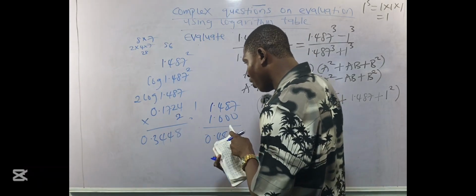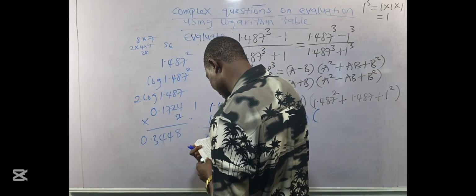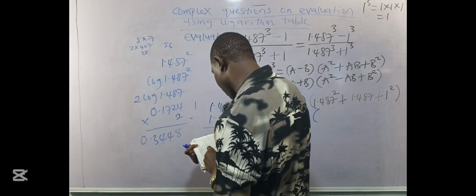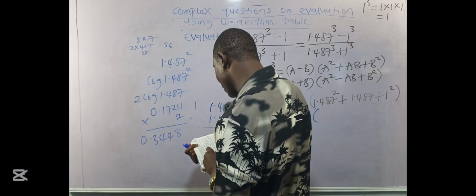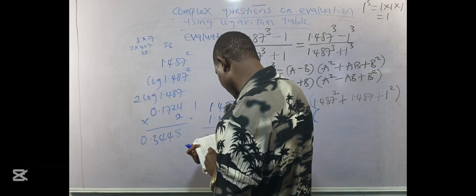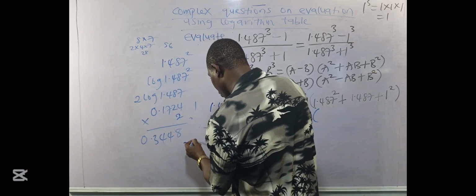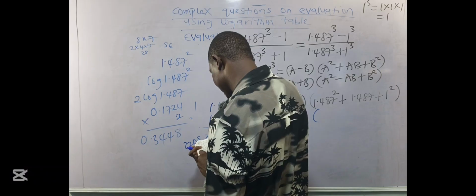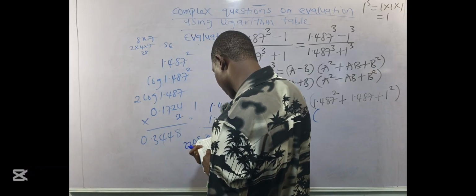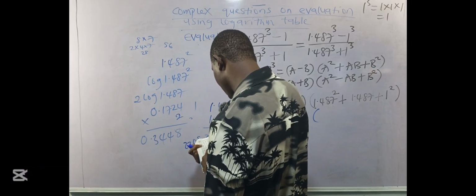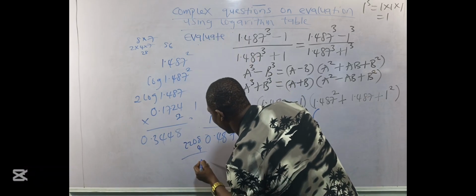So 34 under 4, difference 8. 34 under 4 is 2208, and difference 8 is 4. So I have 2208, difference 8, which is 4, plus 4. And this will give me 12.